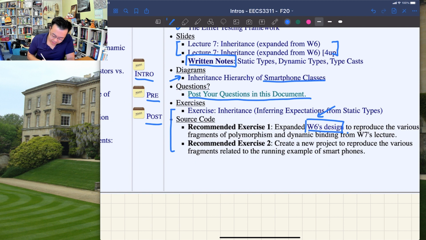And recommended exercise number 2. For the smartphone classes example, which I'm going to use as a running example throughout lecture number 7, you may also want to open a new project and put in all the fragments there to experiment yourself to see why things work and why things don't work. Again, if you have trouble setting up the exercises, please get in touch with me. I will help you with that. Okay, that's not a problem.